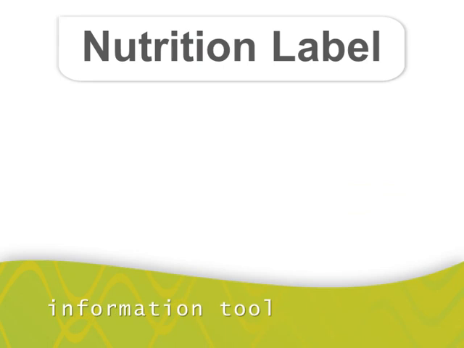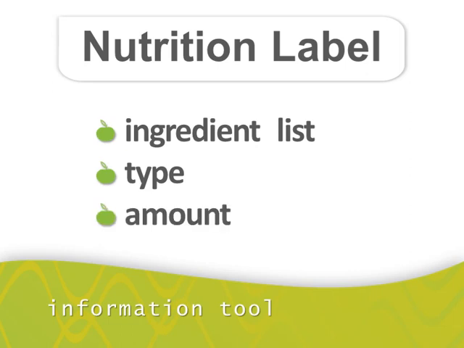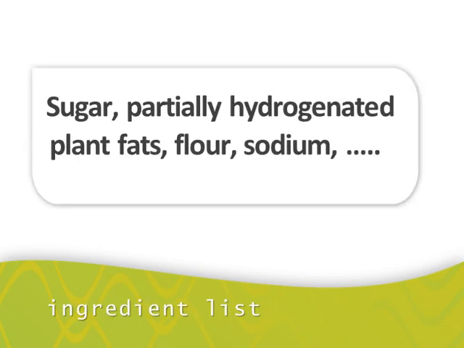One of the tools you can use to detect the fats is the nutrition label on food packages. It provides an ingredient list as well as information on the type and amount of fat in the product. Ingredients are listed in order of weight and therefore in descending order. If fat is listed as one of the first 3 ingredients, it already gives an indication that the particular food has a high fat content.